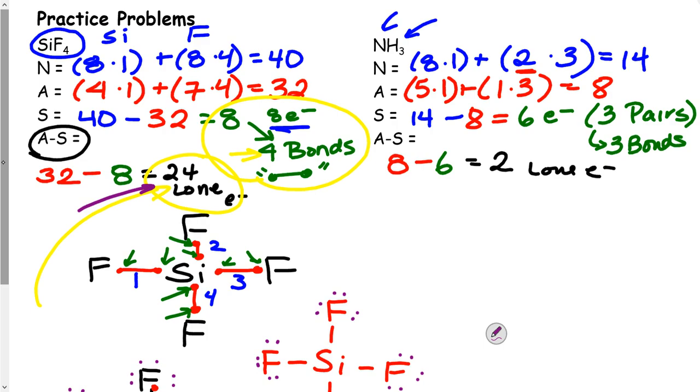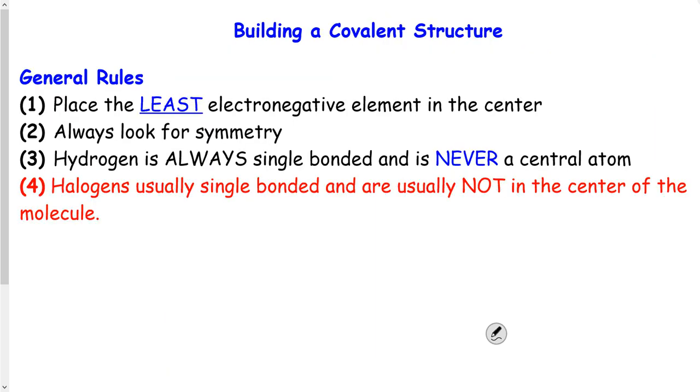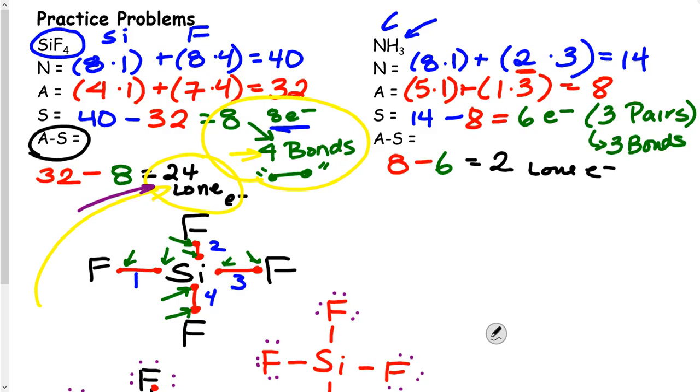So as we look at NH3, we can apply the same information. We have nitrogen and hydrogen, keeping in mind that hydrogen is always single bonded and never a central atom. So that means that my nitrogen has to go in the middle. I have 3 hydrogens. Place them around it in the most symmetrical manner possible. I've calculated that I have 3 bonds.